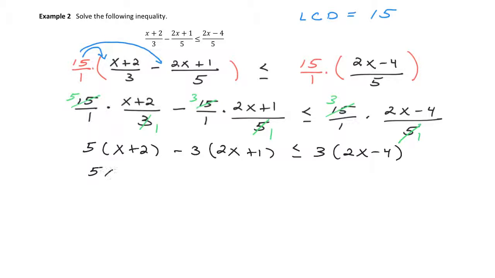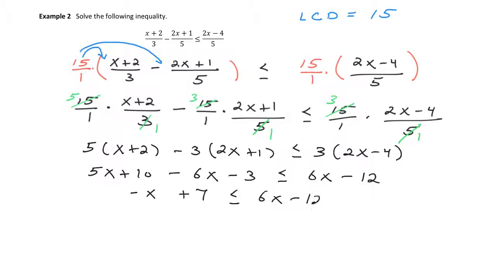I get 5x plus 10 minus 6x minus 3 is less than or equal to 6x minus 12. Okay, so combining the like terms. On the left we have a 5x minus 6x, so that's a negative x. Then we have a 10 minus 3, which is a positive 7, is less than or equal to 6x minus 12.